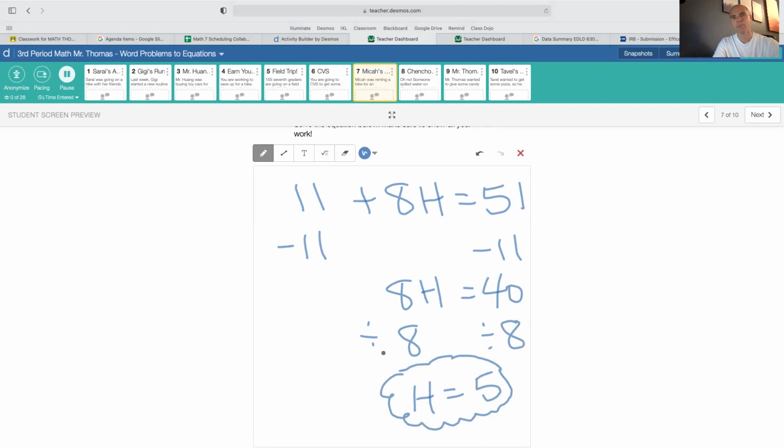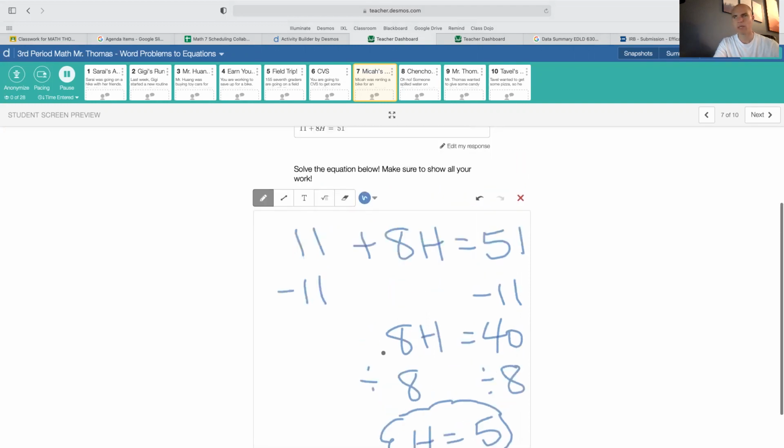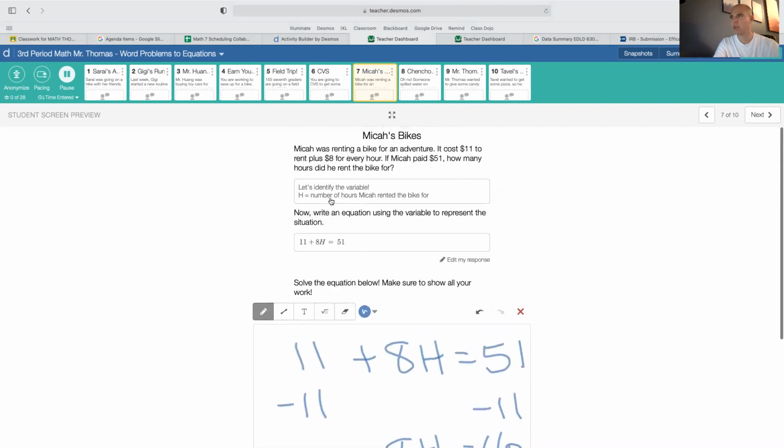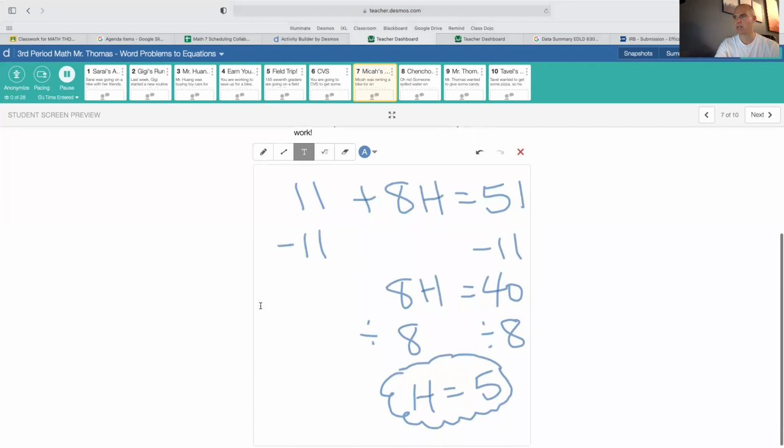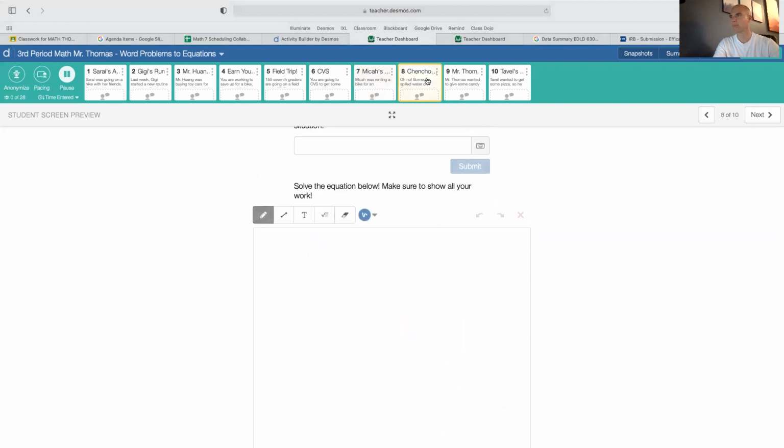And what was h supposed to represent again? Let me go back up here and check. Number of hours Micah rented the bike for. So I can use my solution for h here to write a little conclusion. Micah rented the bike for 5 hours. Boom. All right, let's do another one.